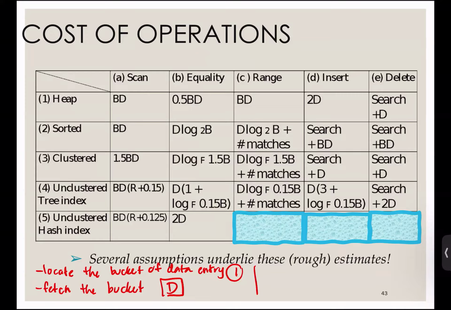But if you want to take the whole data record, you also have to fetch the real data from the heap file. But that's only one page though. That's also D. So overall, that takes you only 2D to get to your equality search data. Comparing to others in this column, equality search at 2D is much better than others.